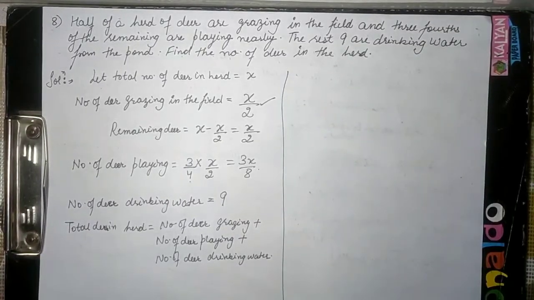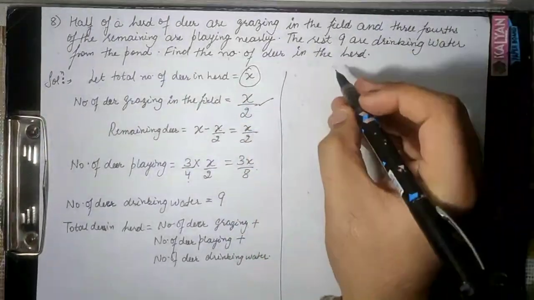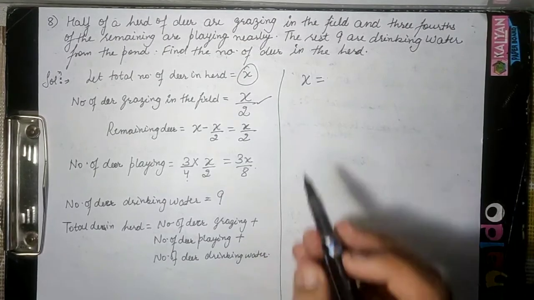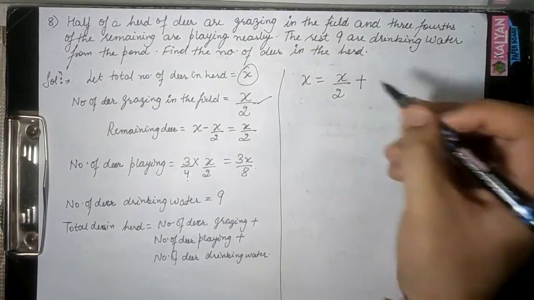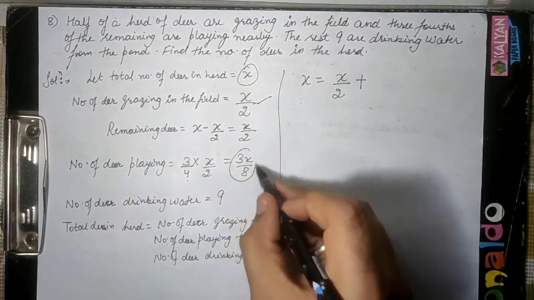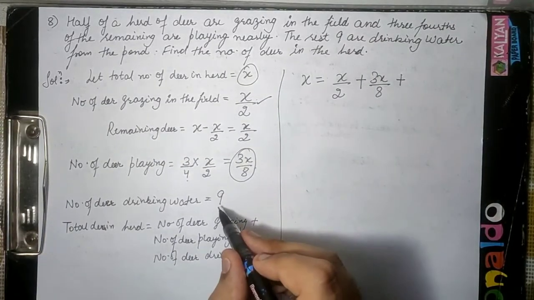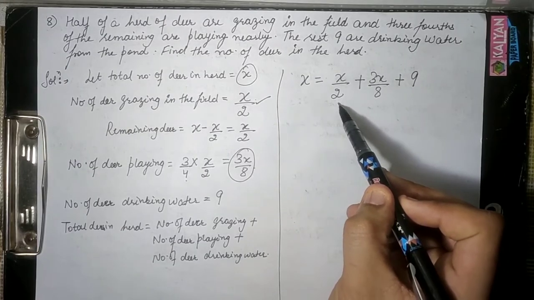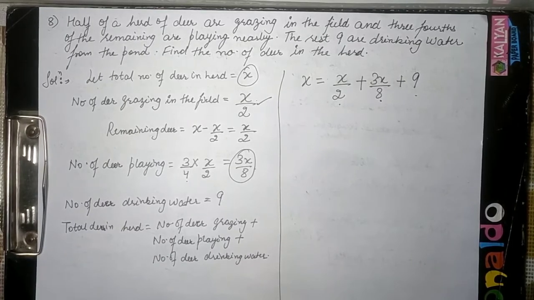So now we will put the values here. Total deer in the herd is x. So this will be equal to x here. Number of deer grazing, how many deer were grazing? x by 2 plus number of deer playing, that is 3x by 8 plus number of deer drinking water, that is 9. So the total number of deer will be equal to those who were grazing plus those who were playing plus deer who were drinking water.